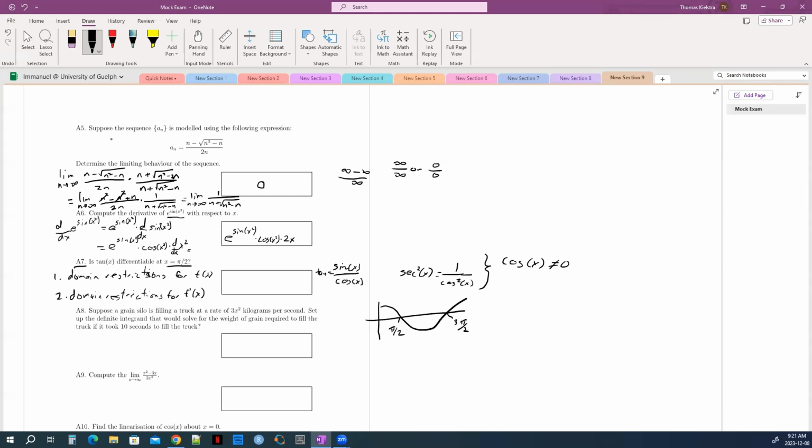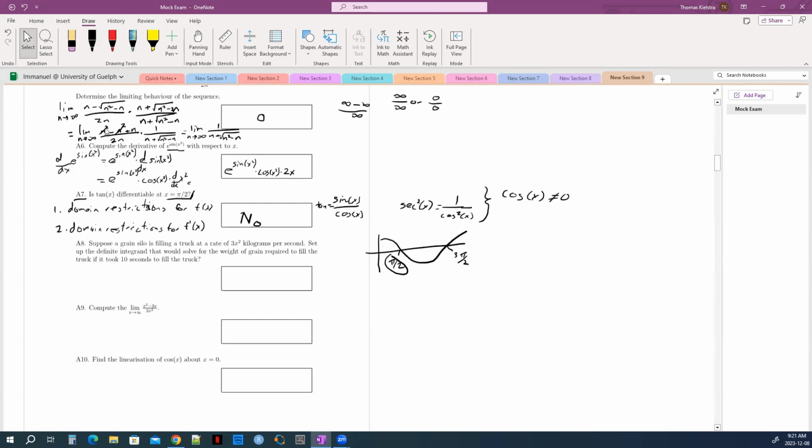And we want to know if we're differentiable at pi by 2, but here we can see that cos of x equals 0 at pi by 2. So it is a domain restriction. X cannot equal pi by 2, so we are not differentiable at pi by 2.